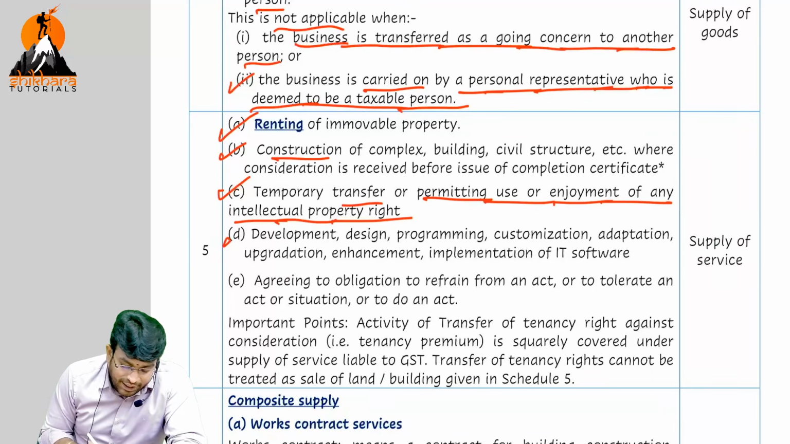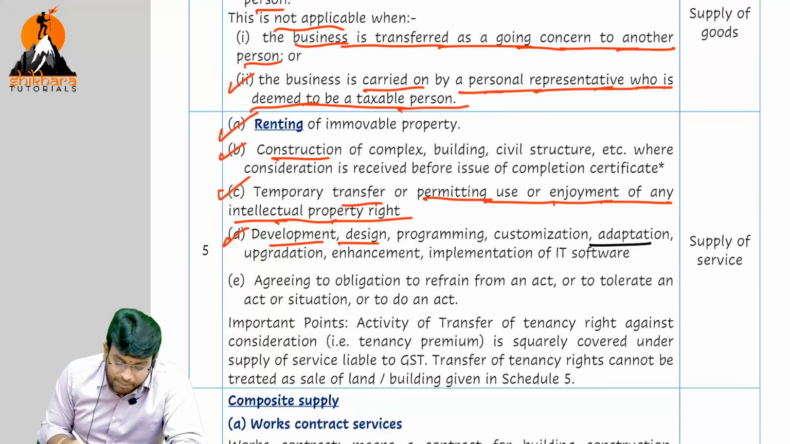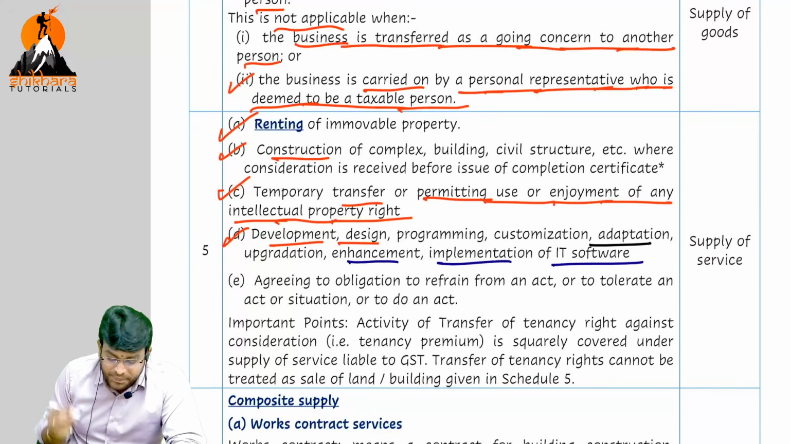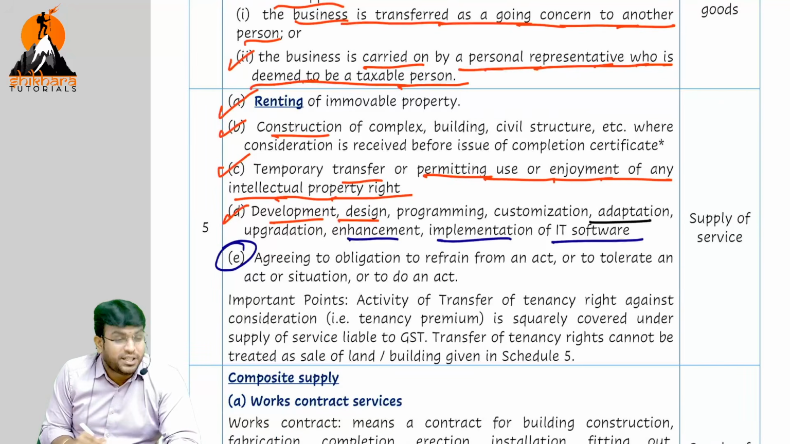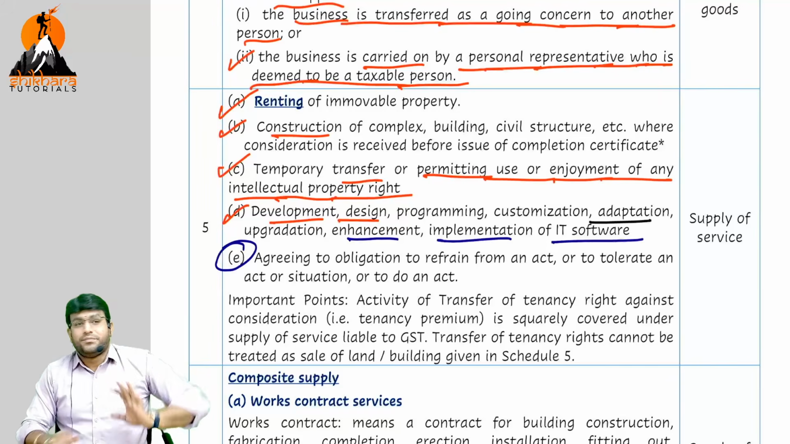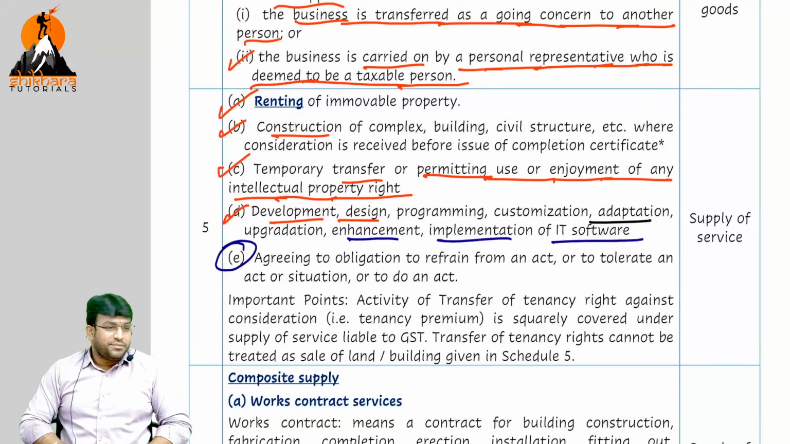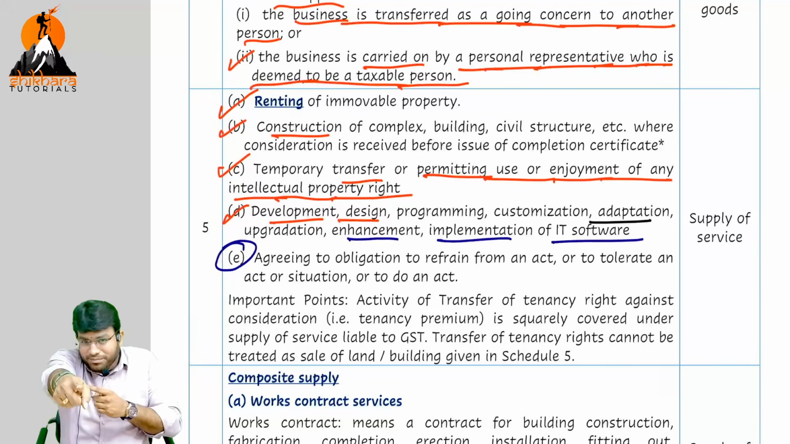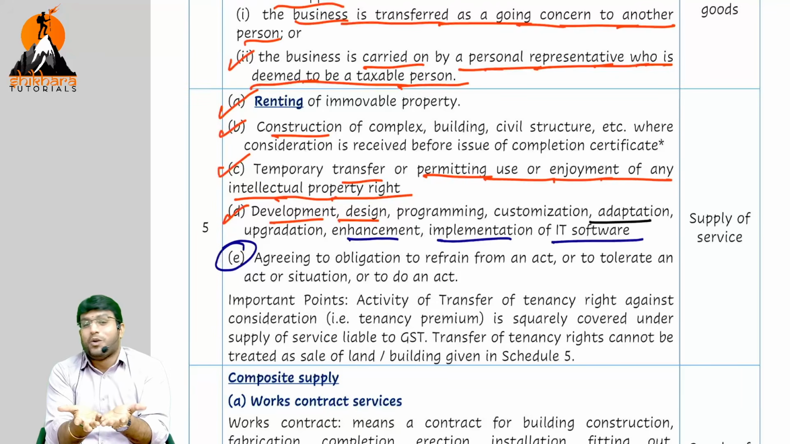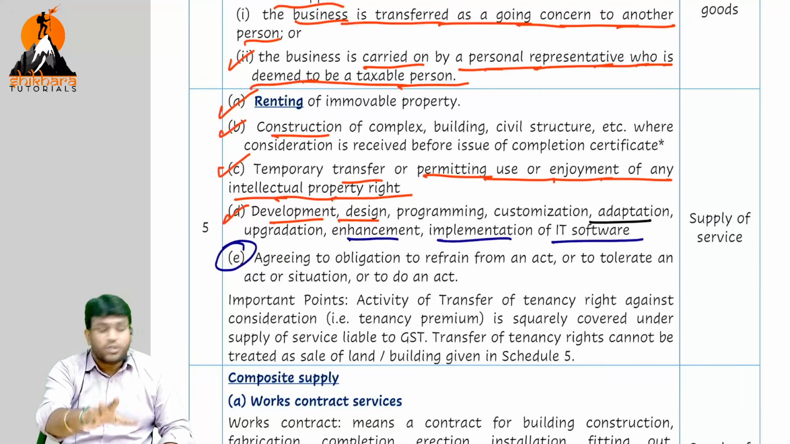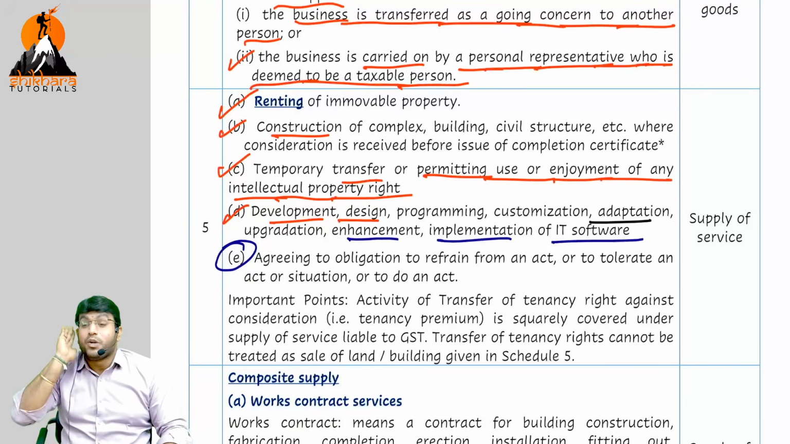Next. Development, design, programming, customization, adaptation, upgradation, enhancement, implementation of what? Software. Software is obviously a service. This point is interesting, sir. Listen. One person opened one restaurant. Exactly before him, another fellow is opening a restaurant. What this fellow is telling is, arey bhaiya, don't open that restaurant, my business will collapse. Do one thing. Don't start the business. I will give you 10 lakhs. Heard this word called non-compete.